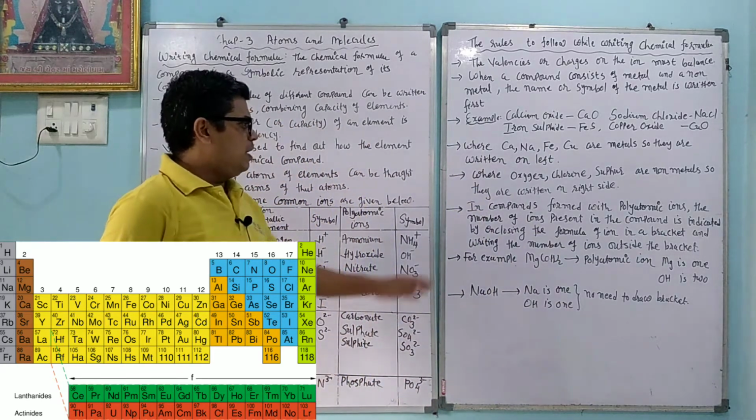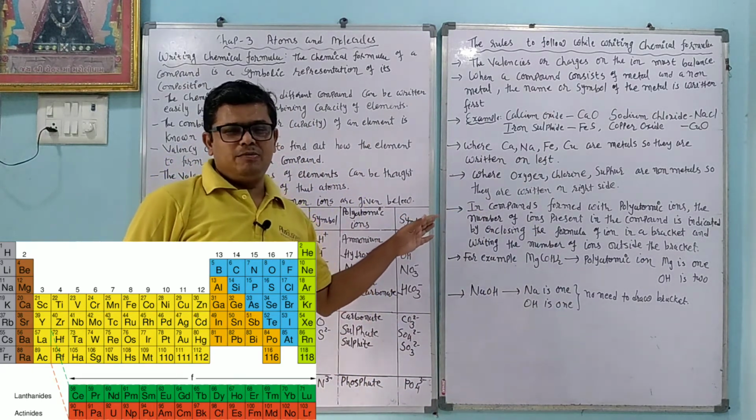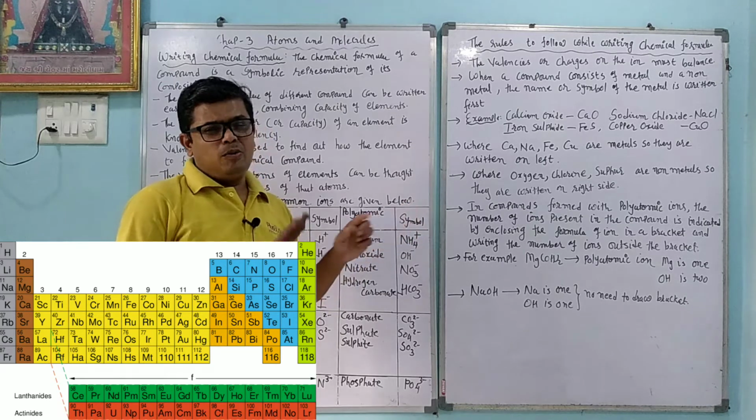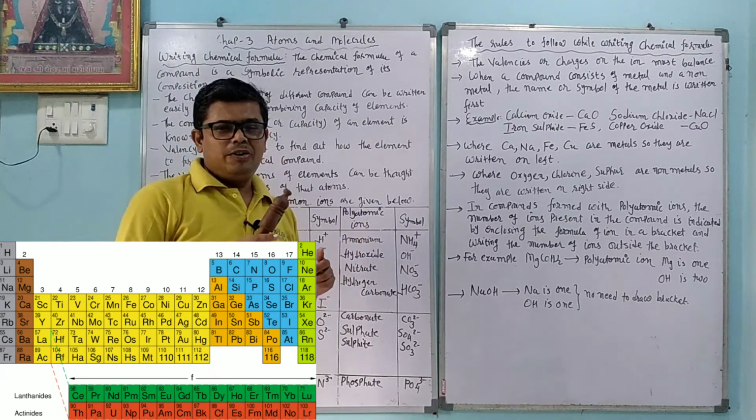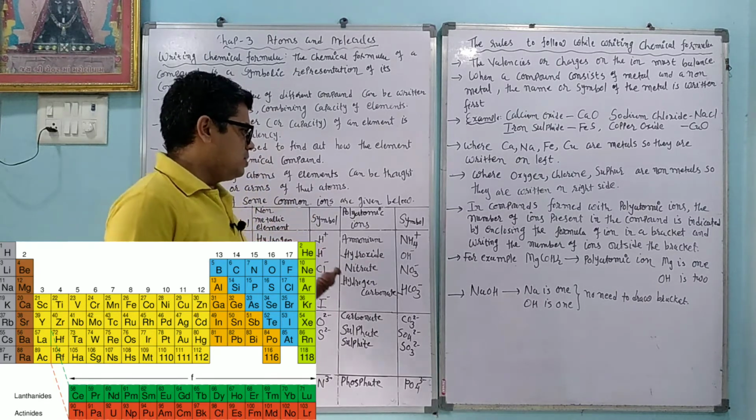So what happens in a compound formed by a polyatomic ion? Polyatomic ions are there, and in that case we have to write the ion in a bracket. We will take one example.